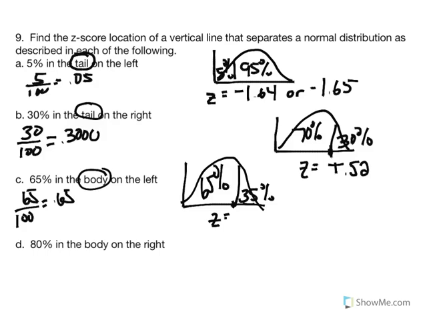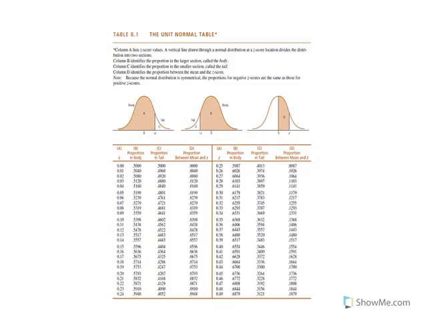So let's use our unit normal table to find this. So again, we're using the proportion of 0.6500 in the body. So that's going to be column B. And we're looking for the z-score that corresponds with that proportion in the body. So we move our way down the distribution. We're looking for 0.6500. And we see that these two are closest, 0.6480 and 0.6517.